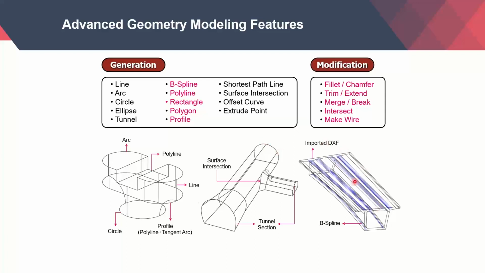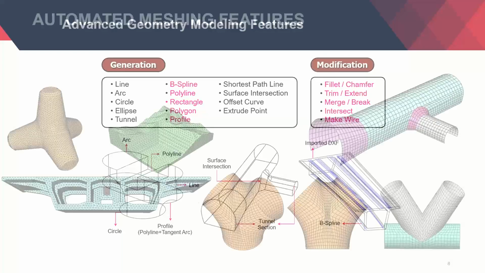Like you can see, you can easily create a section of a bridge or the tunnel section, also incorporating things like the cross passage. Then for modification we have the fillet and chamfer option, the merge and break option, the intersect and the make wire options. After geometry, we'll proceed to the meshing features.